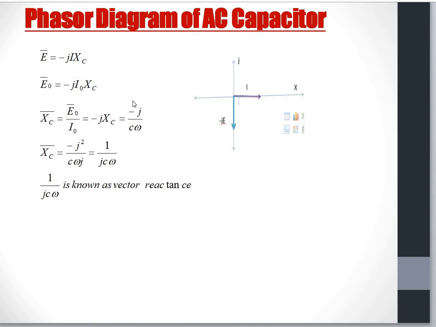Or vector capacitive reactance. This vector reactance is otherwise called the complex form of reactance. So, this is the complex form of capacitive reactance, that is minus J by C omega, or otherwise we can write it as 1 by J into C omega. When the numerator and denominator are multiplied with J, we will get J square by C omega J. So this is the expression.